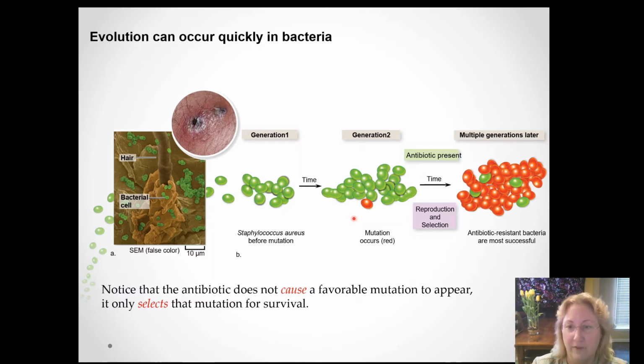So now we have variation in the population. We provide a selective event, high death rate of most of the population, and now the surviving population is going to be the descendants of those resistant cells. So the antibiotic doesn't cause mutations to appear, it only selects which individuals are going to survive to reproduce.